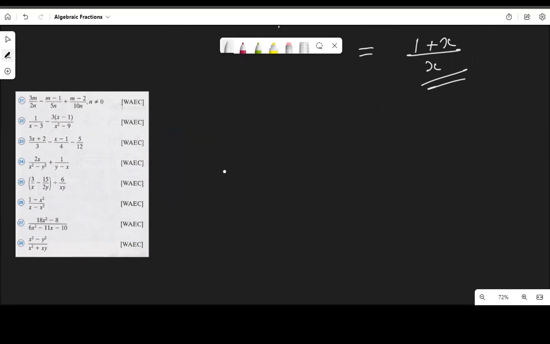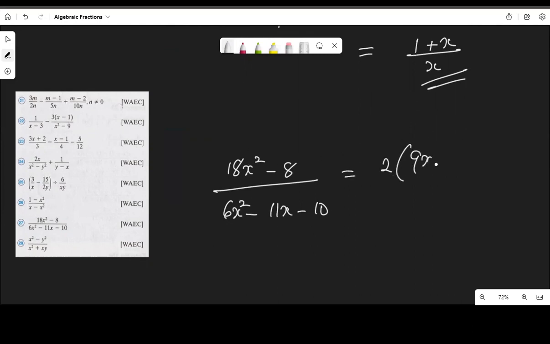27. We have 18s squared minus 8 all over 6s squared minus 11s minus 10. In the numerator, 2 is common, so let's factor that out first. 2 here will give me 9s squared and 2 here will give me 4, all over. This is quadratic.